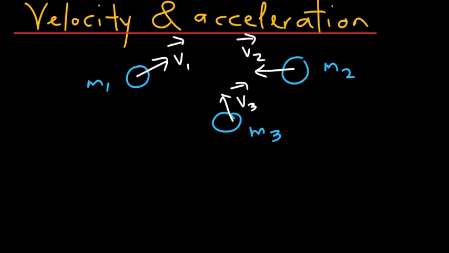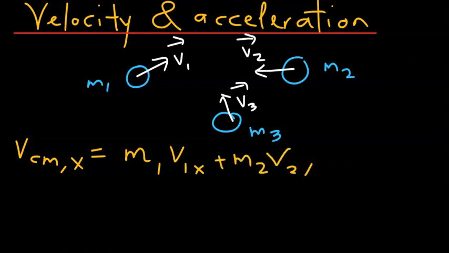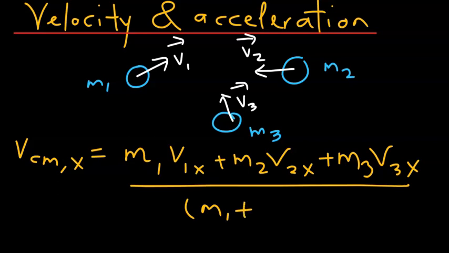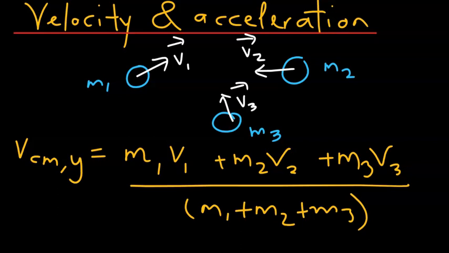The masses are moving in 2 dimensions, so there must be x and y components to the velocity of the center of mass. The x component of the center of mass velocity is given in a similar manner as the coordinates. So mass 1 times the x component of the velocity of mass 1, plus m2 times the x component of the velocity of object 2, m3 times the x component of the velocity vector of object 3, divided by the total mass m1 plus m2 plus m3. Likewise, for the y component, you will get the following. You replace the x components of the individual velocities with the y components, and that's it.